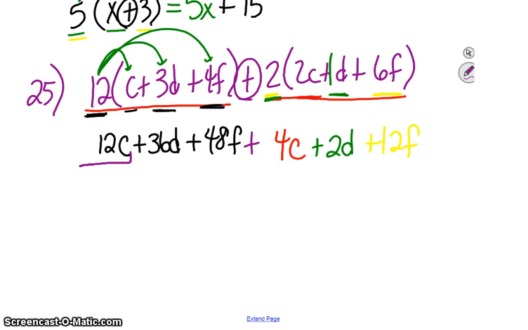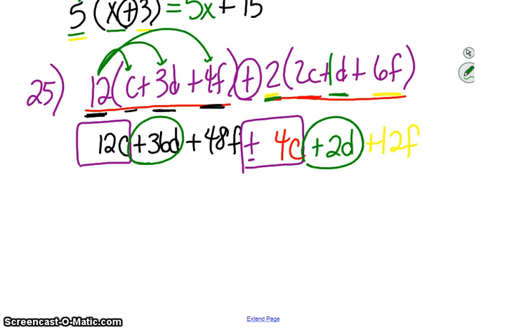So I'm going to make a box around anything that has a C in it. I'm going to take the sign in front of that also. I'm now going to circle anything that has a D in it. That way I'm grouping those. And I'm going to triangle anything that has an F in it. That way I have 3 distinct groups that I can combine.